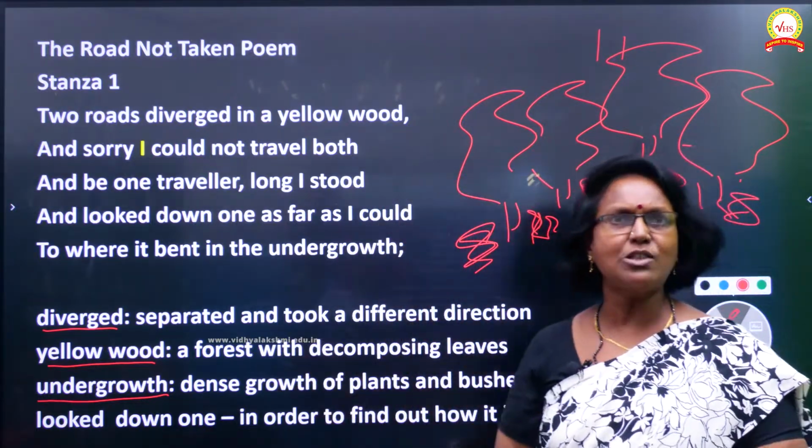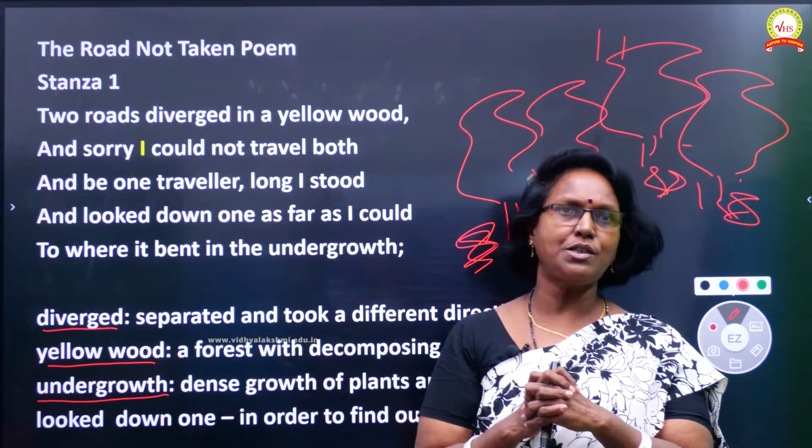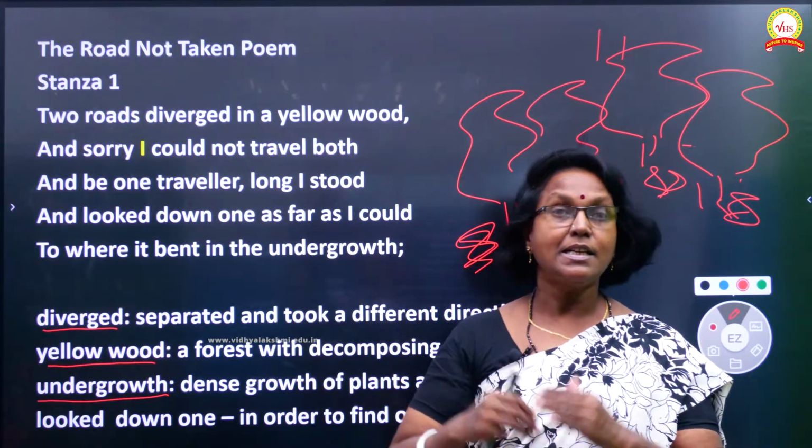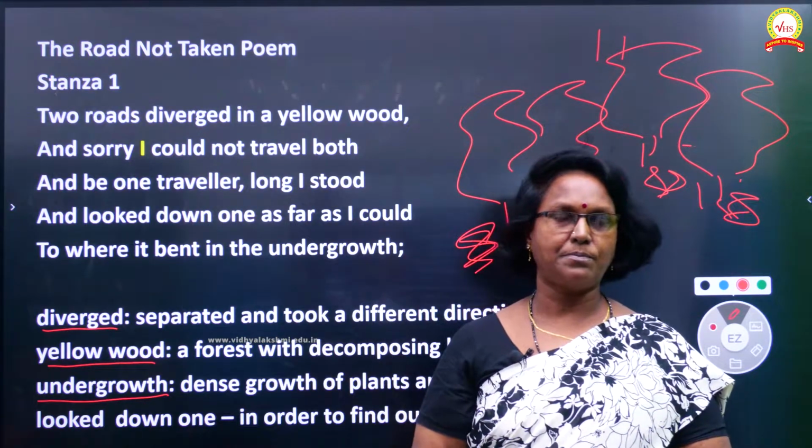If it had been only trees, it's fine. We can just make our way whichever direction we wanted to go. But that's not the case. The problem is with the shrubs and the bushes. And that is the undergrowth.